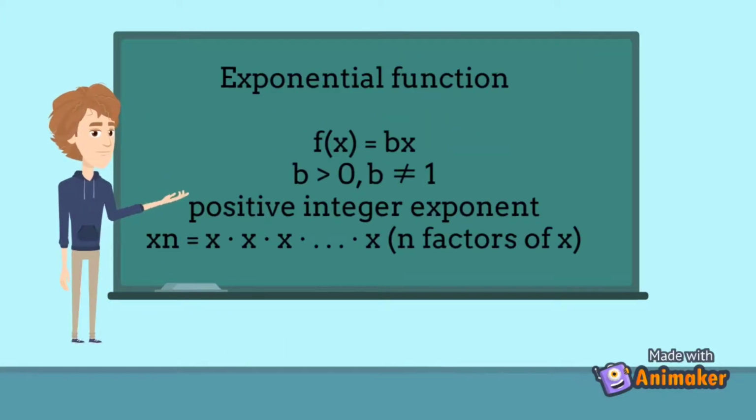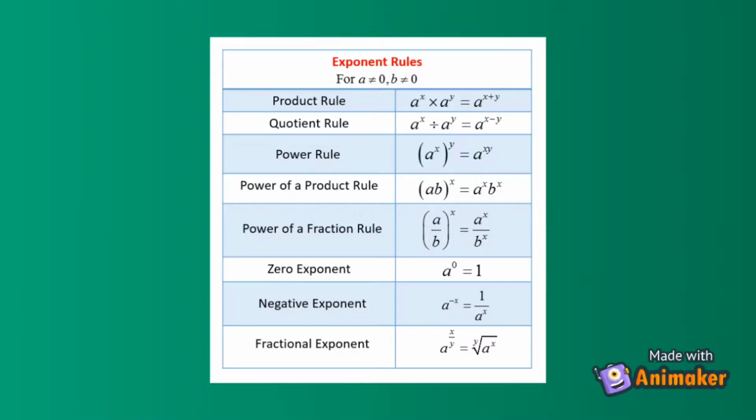After that, the exponential function. The formula for the exponential function is f(x) = b^x. Let's start with b bigger than 0 and b is not equal to 1. Then the positive integer exponent. For example, x^n equals x multiplied by x and so on, n times. And this is a formula for exponent rules.